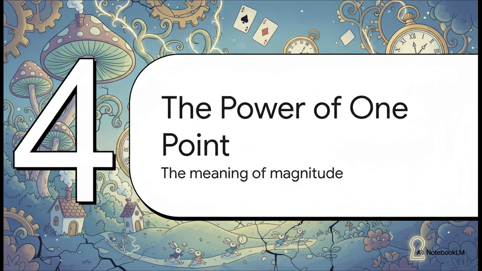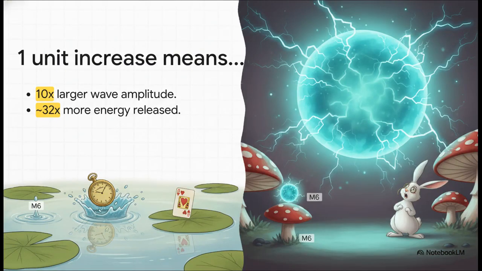So we know these scales are logarithmic. But what does that really mean when the ground starts shaking? What's the actual real-world difference between, say, a magnitude 6 and a magnitude 7? Okay, if you remember just one thing from all of this, make it this. For every single whole number you go up on the scale, the shaking, the size of the seismic waves, gets 10 times bigger. But the total energy that's released, that shoots up by about 32 times.